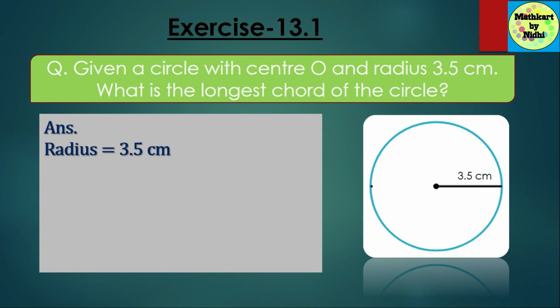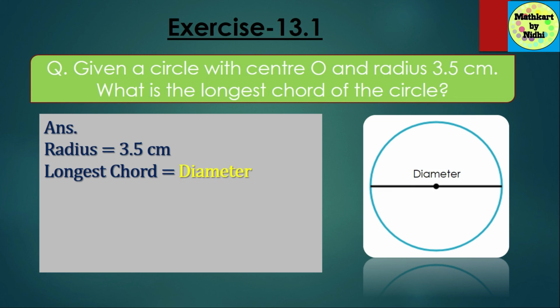Next question. Given a circle with center O and radius 3.5 centimeter, what is the longest chord of the circle? So this is the radius, that is 3.5 centimeter. Can you guess what the longest chord is, children? I have already described in the previous video that the longest chord of a circle is the diameter. So the longest chord is the diameter.